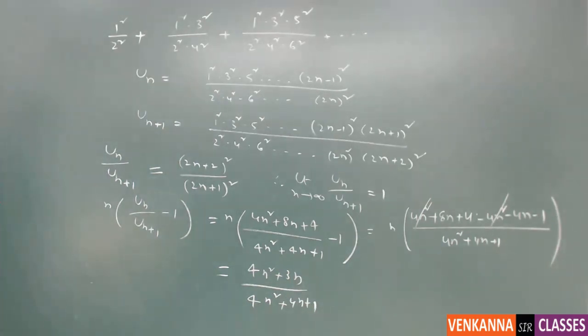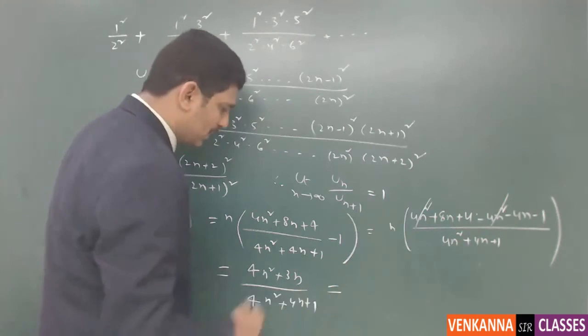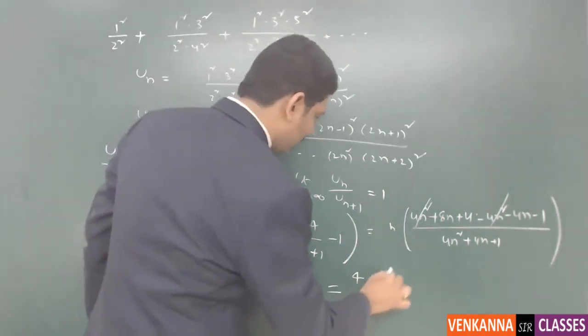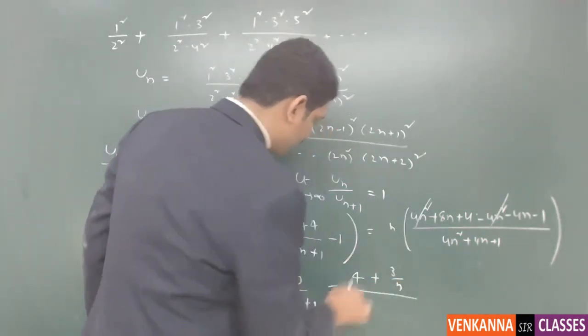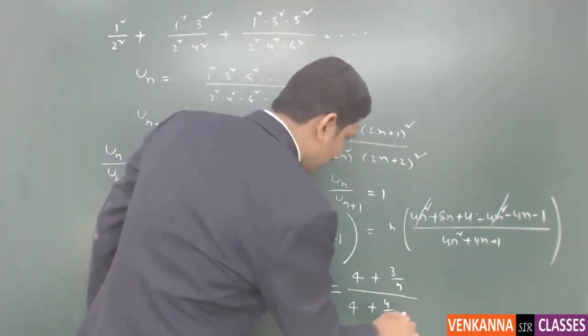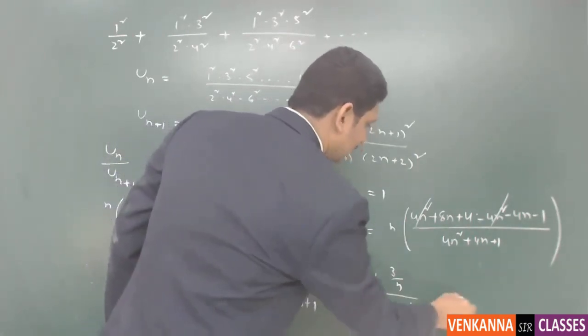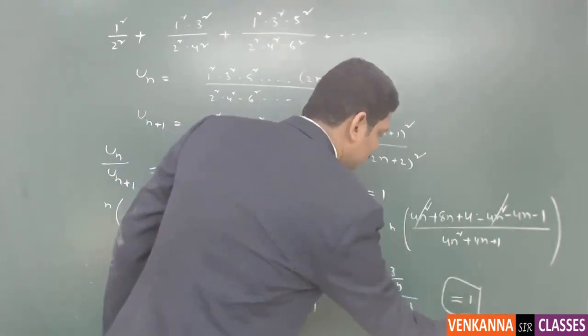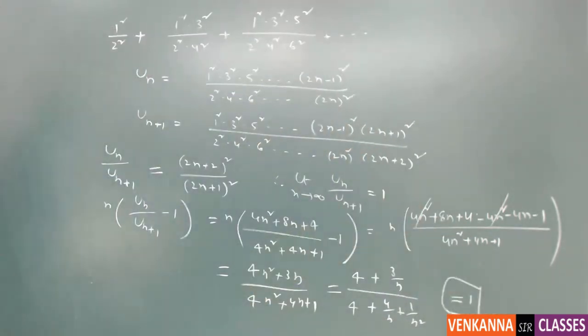Accepted? Any questions? If you apply the limit here, you can take one more step, taking n² as common: (4+3/n) by (4+4/n+1/n²). Again, the limit value will be equal to 1. Agreed?